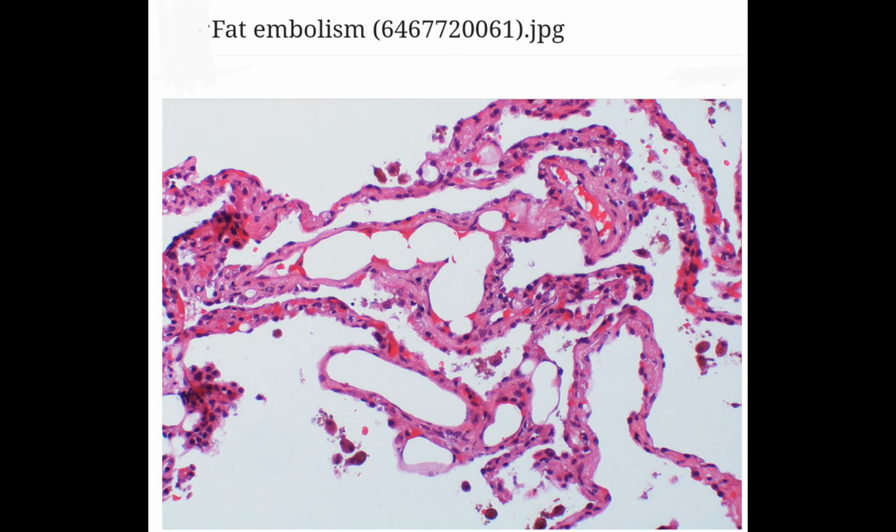Then next is the slide of fat embolism. How will we identify it? Fat appears clear on the histological section. So in fat embolism, these clear spaces are due to fat embolism.